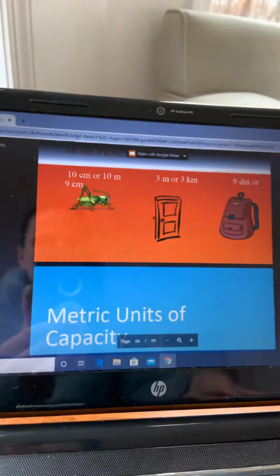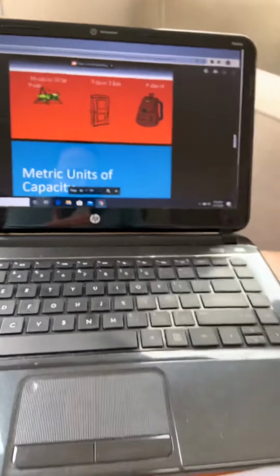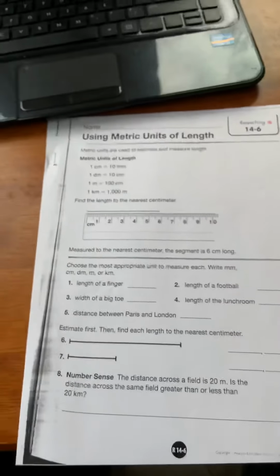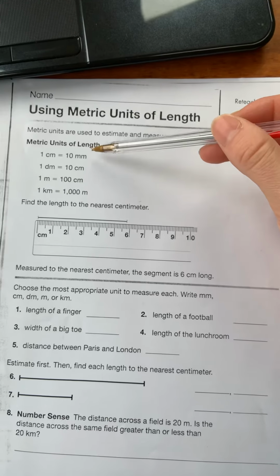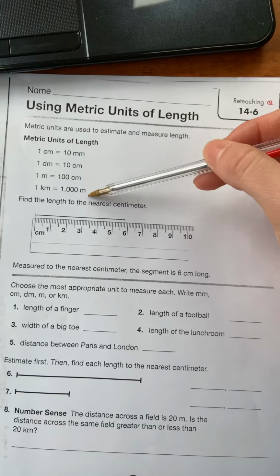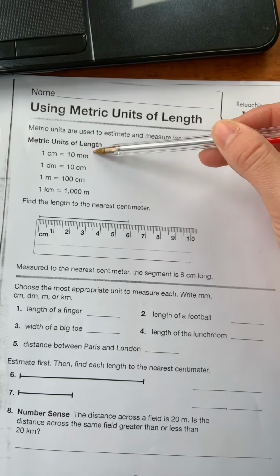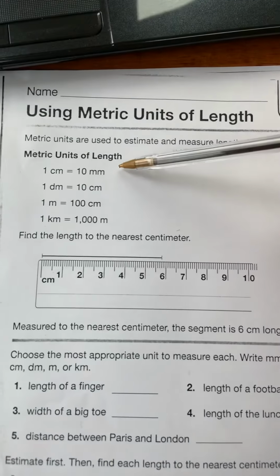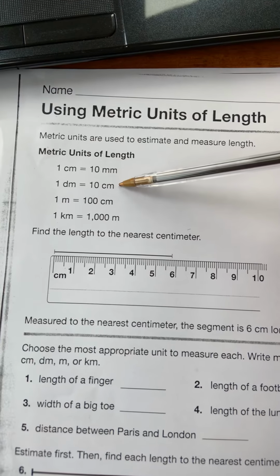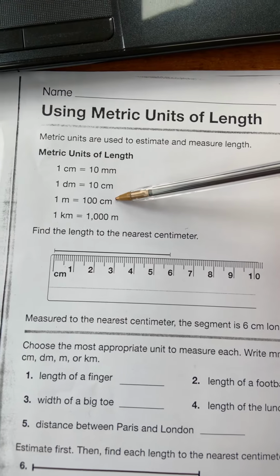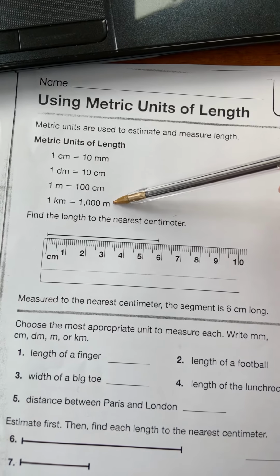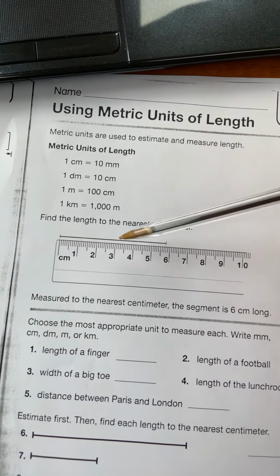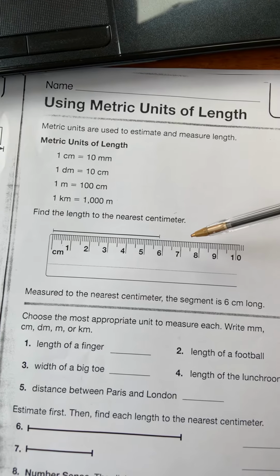Okay, I'm going to move this computer back so I can look down at the worksheet. So if you pull your worksheet out, excuse me, it's a little shaky. Again, just like on the other sheets, you've got a cheat sheet here for your units of length. 1 centimeter is equal to 10 millimeters. 1 decimeter is 10 centimeters. 1 meter is 100 centimeters. 1 kilometer is 1,000 meters. And then they show you an example of a picture of a centimeter ruler.